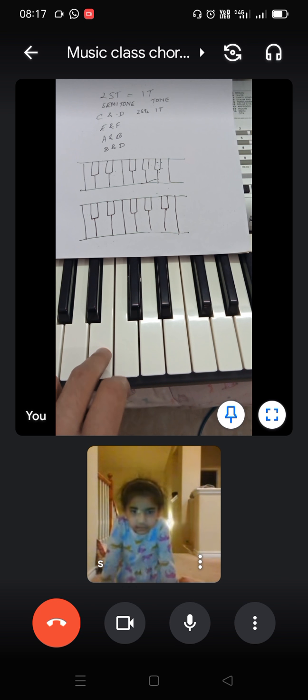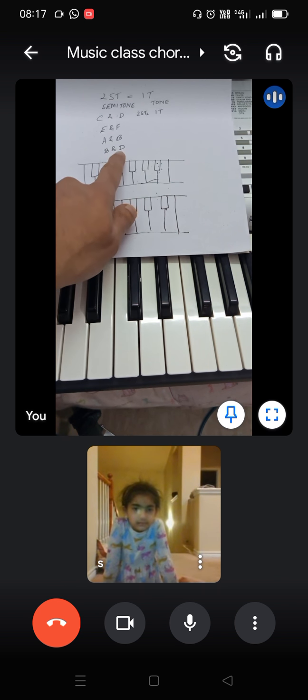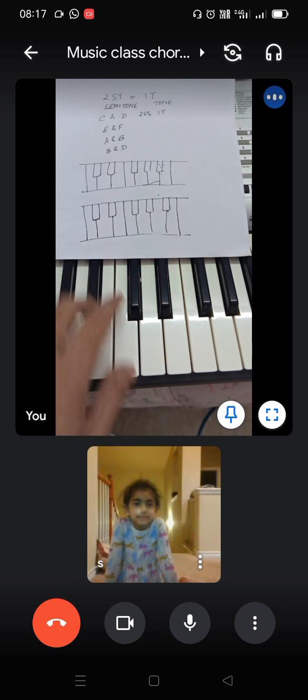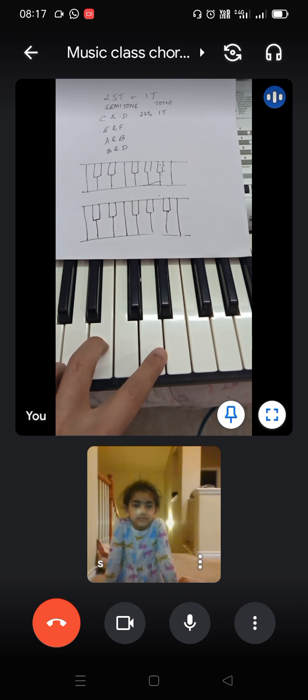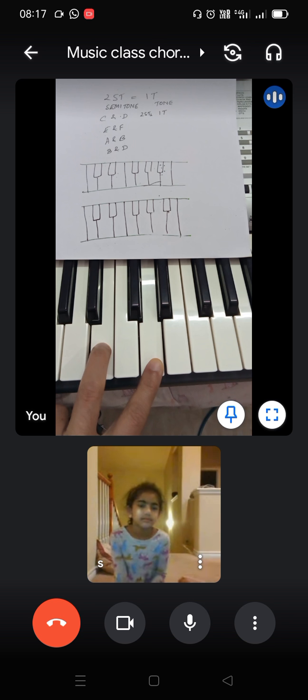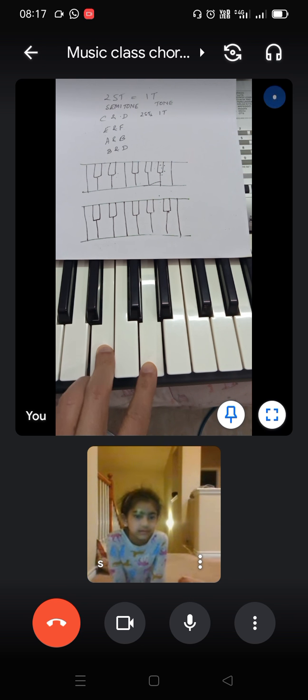Yeah. And what is the other note we need to know? What is the second note? D. So where is the D note? The D note will be to the right of the C note, correct? Yeah. Okay. Now we need to calculate the distance.